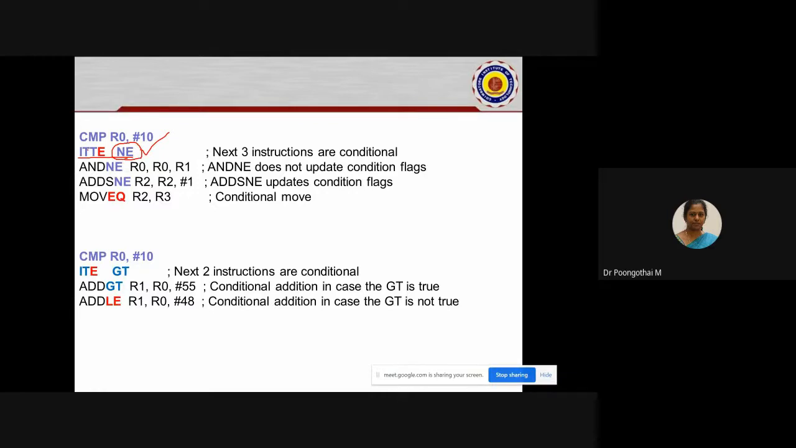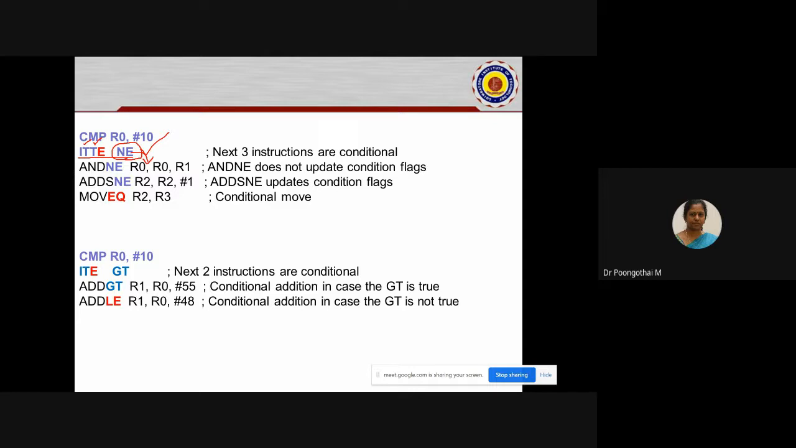So then means if the condition is true. E means else, that is the inverse condition. Just look at this statement: if, then, else, not equal. So this not equal is for the first instruction.